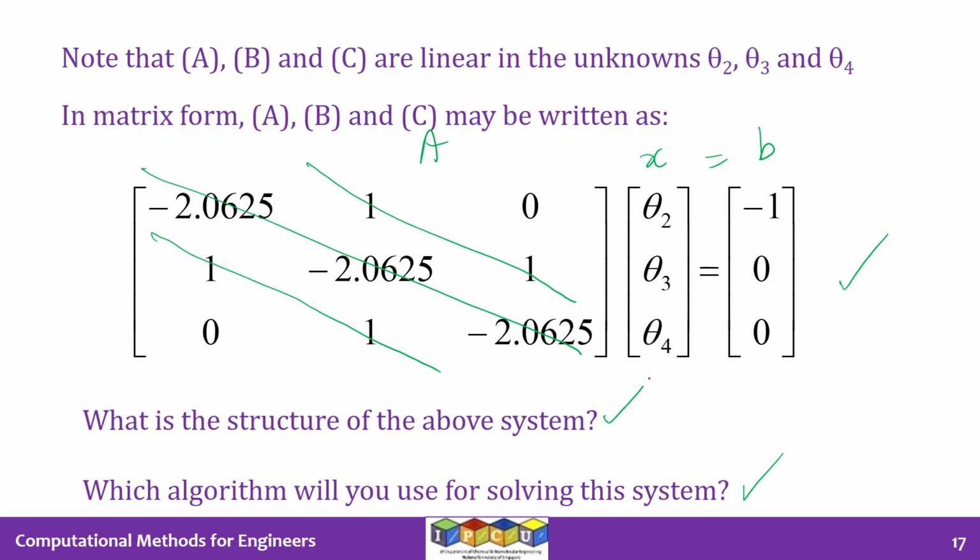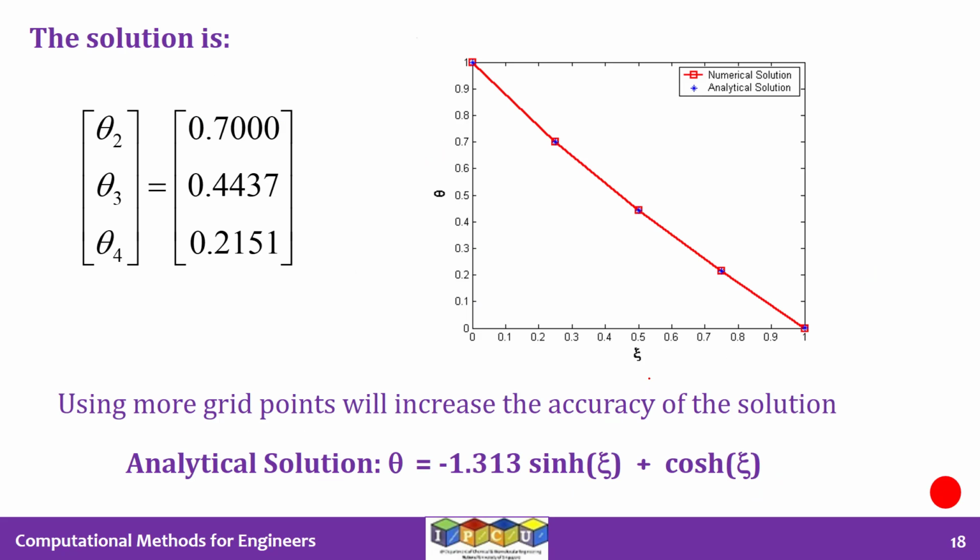So when you solve for theta 2, theta 3, and theta 4 using any of the methods, you will get theta 2 to be 0.7, theta 3 to be 0.4437, and theta 4 to be 0.2151. And then you can plot the results. So theta 1 we know is 1, theta 5 we know is 0. And this is theta 2, this is theta 3, and this is theta 4.